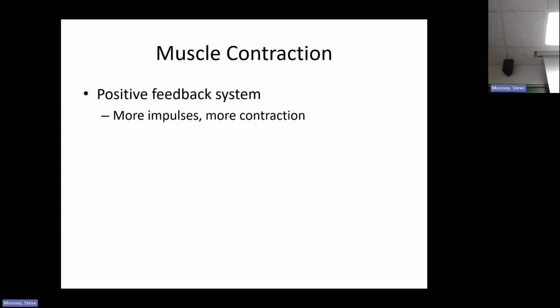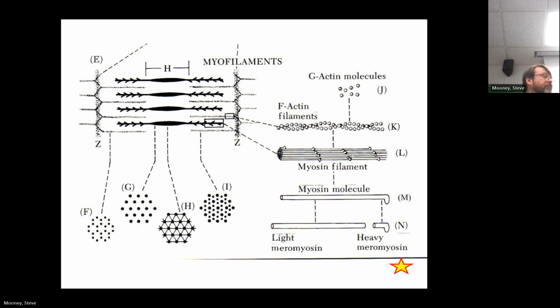So muscle contraction is a positive feedback system. The more impulses that come down that nerve, the more contraction will occur. The stronger, the longer, the more myofibrils will be activated, the stronger that contraction becomes. So the calcium is going to filter through in the system and it's going to go to the actin helix.